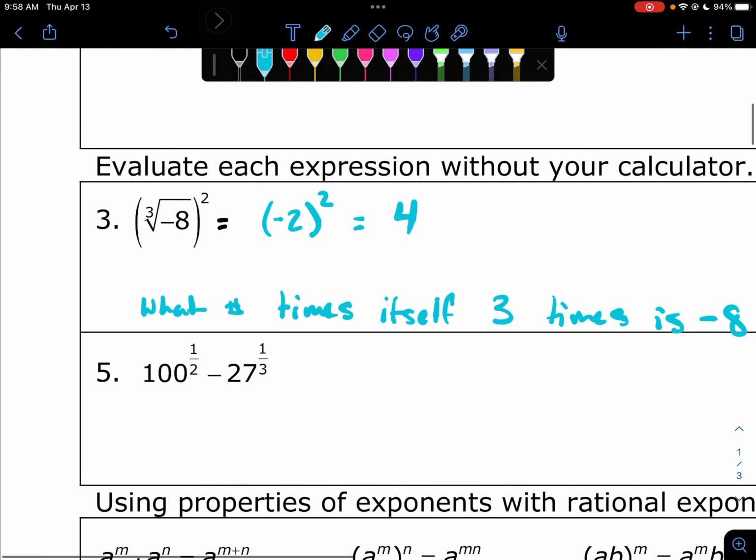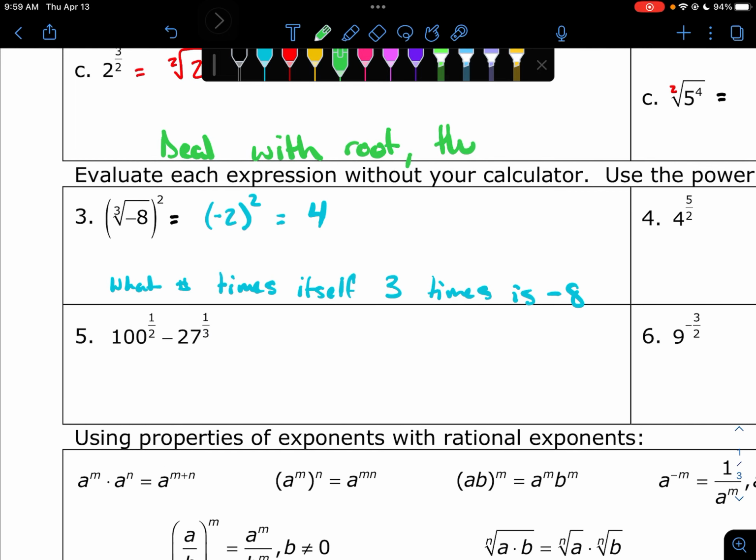So here's the key idea I want you to take away. You could square this -8 and then cube root it, but I think it's much easier to always make things smaller before you make them bigger. So deal with the root first. Then raise to the other power.